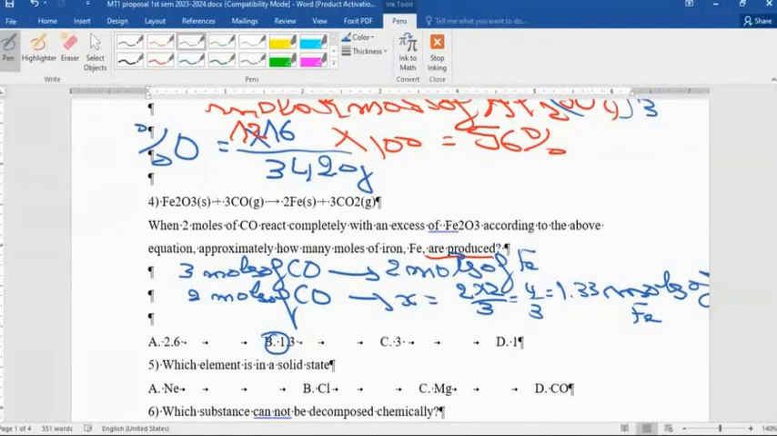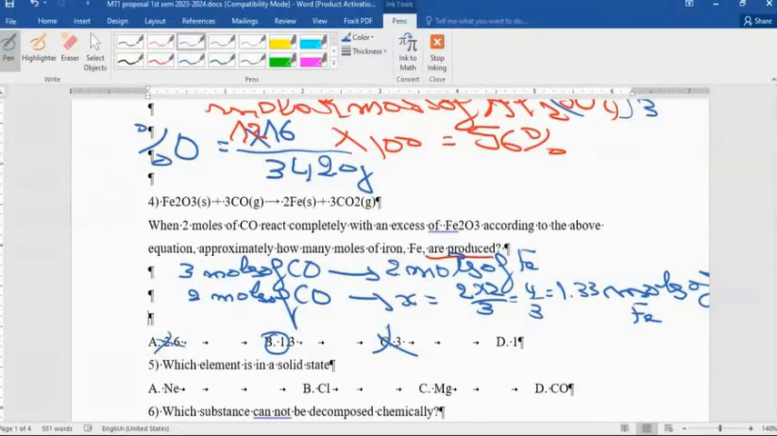So 1.3. It should not be 3, because from this one, 3 moles produces 2 moles, so I react here 2 moles, less than 3. So the answer will be less than 2. So this one is out. This one is out of the game. It could be 1 or 1.3.